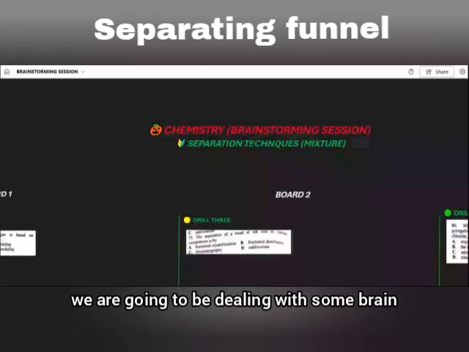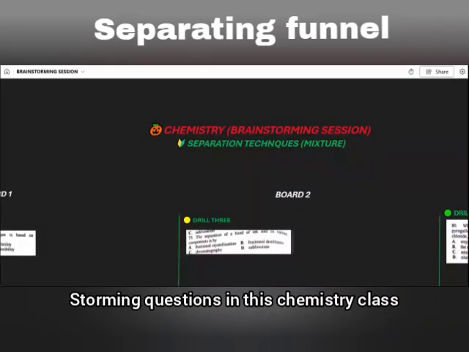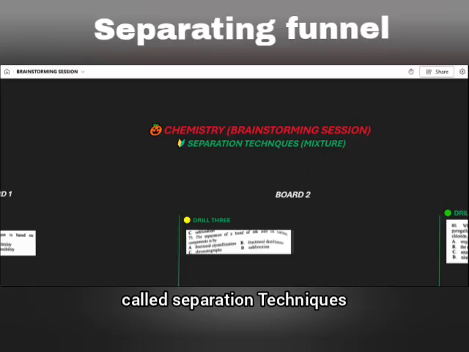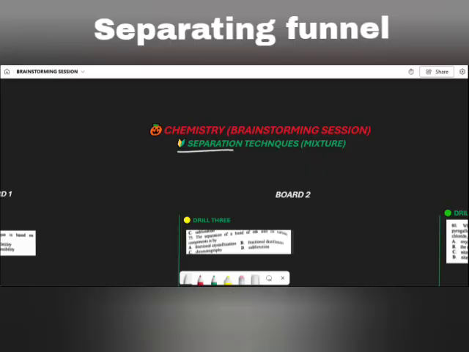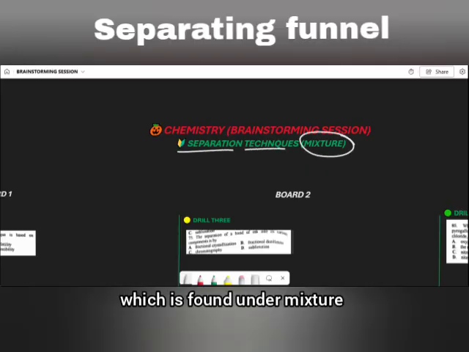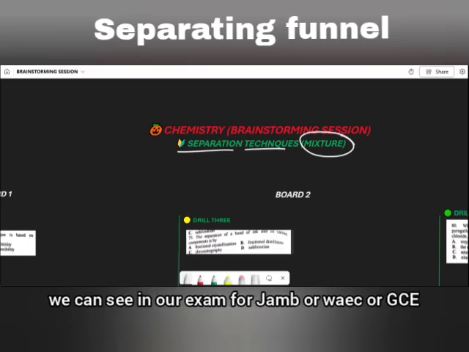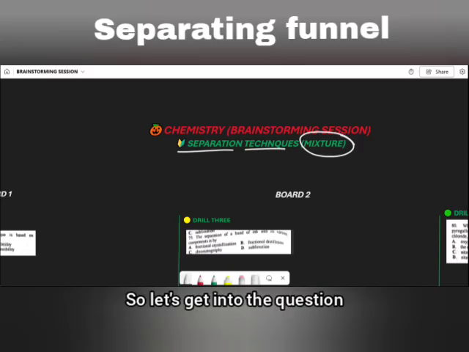Class today, we are going to be dealing with some brainstorming questions in this chemistry class. And the topic we are considering today is called separation technique, which is found under mixture. We are going to be solving some likely questions we can see in our exams for JAMB or WAEC or GCE. So let's get into the question.